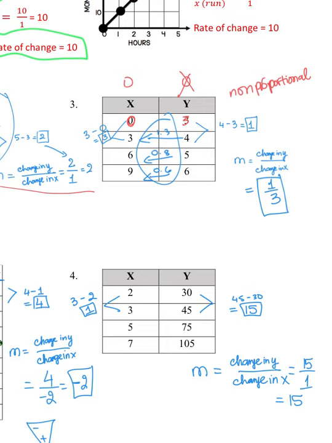Okay, let's try number 4 to see is this one proportional or non-proportional. Y over x, 30 over 2, I got 15. 45 over 3, I got 15. Y over x, 75 over 5, I got 15. 105 over 7, I got 15. So they are the same. So this is, of course, it is proportional.